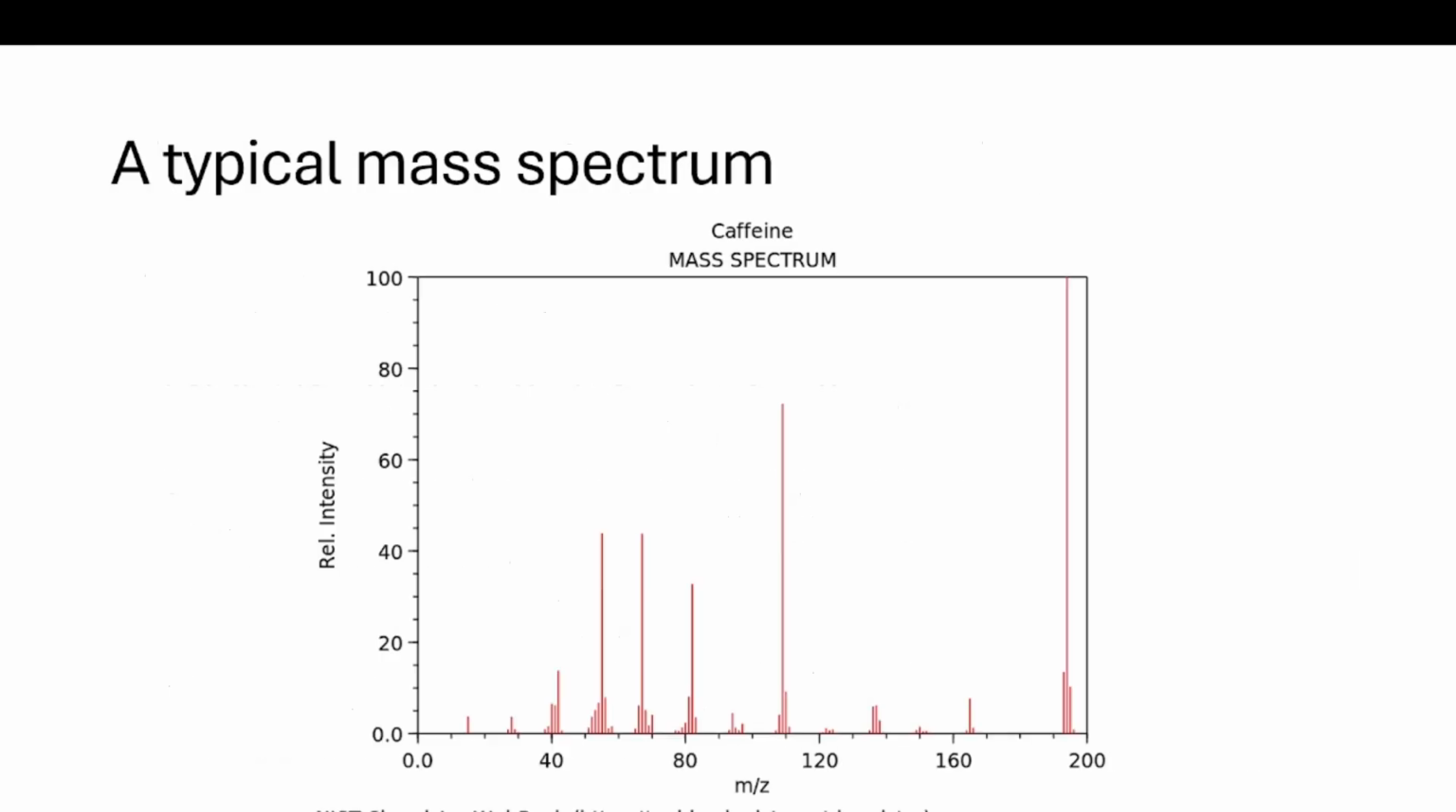So right here is a typical example of a mass spectrum. You can see on the vertical axis, we have relative intensity, and on the horizontal axis, we have the mass to charge ratio. Now, you can see that there are a lot of distinct peaks when we're looking at the spectrum. This spectrum is from caffeine. And these peaks are caused by different fragments being picked up by the detector in the mass spectrometer.